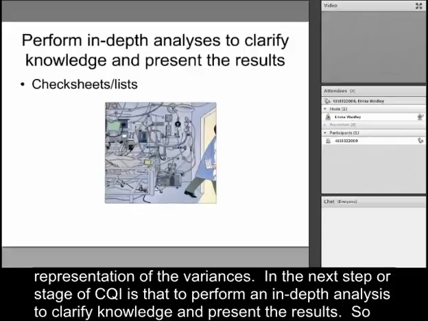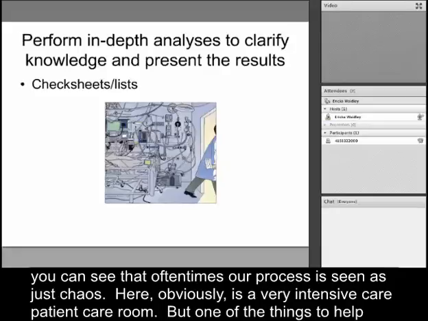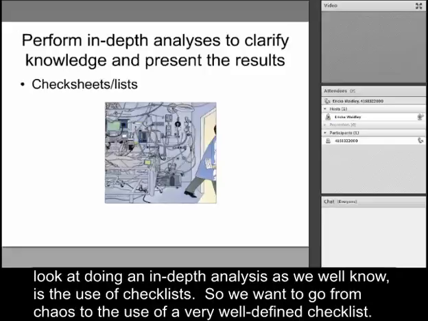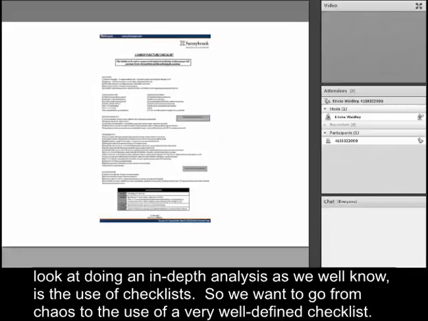Then the next step or stage in CQI is to perform an in-depth analysis to clarify knowledge and present the results. So you can see that oftentimes our process is seen as just chaos. Here obviously is a very intensive care, patient care room. But one of the things to help look at doing an in-depth analysis, as we well know, is the use of checklists. So we want to go from chaos to the use of a very well-defined checklist.